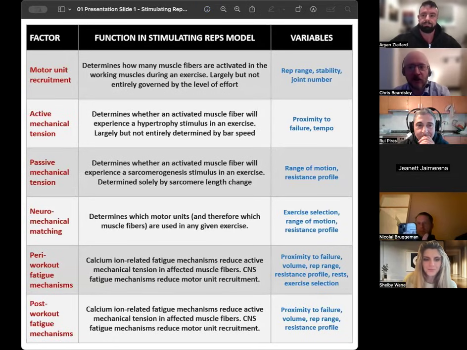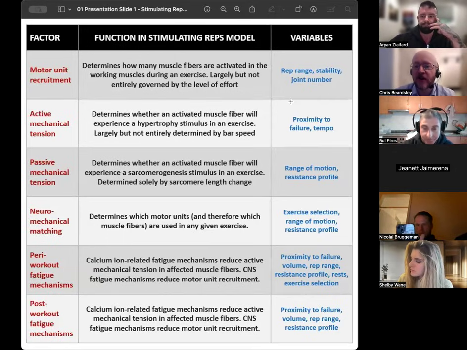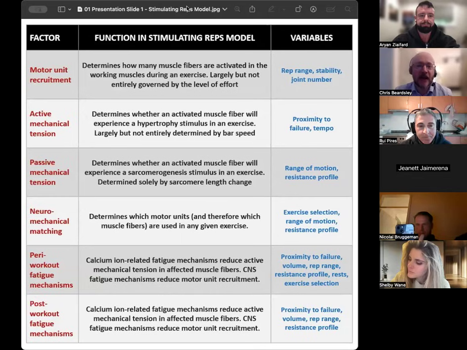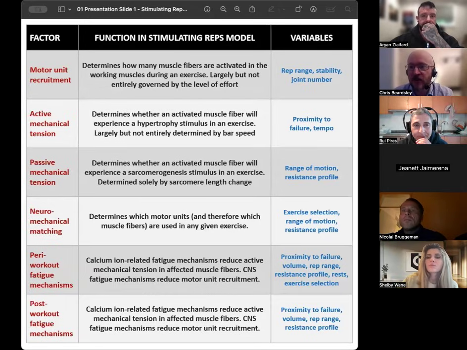And that then feeds into the blue column on the right-hand side, which is the training variables, or some of the training variables, because I couldn't fit all of them in, that are going to be influenced by that specific physiological observation. So if we start with motor unit recruitment, what does motor unit recruitment actually do? Well, it governs how many muscle fibers are activated. Now we know we need to activate a muscle fiber to create a stimulus for hypertrophy in that fiber. So we know that higher recruitment is going to be better because it gives us access to more fibers and allows us to train more fibers.